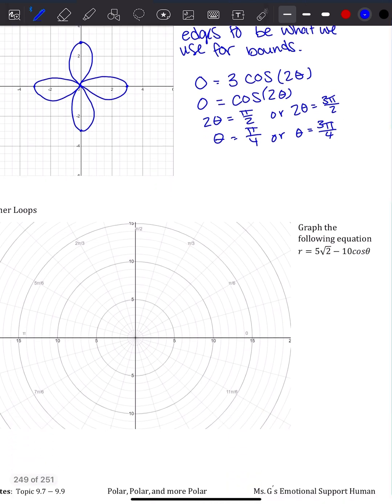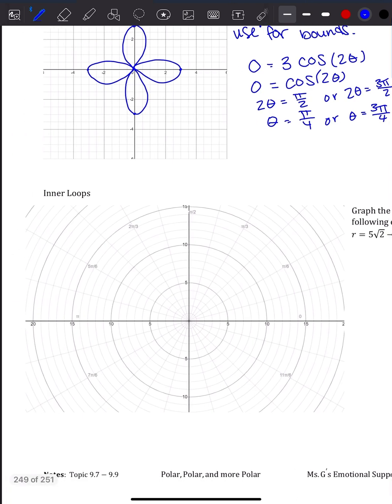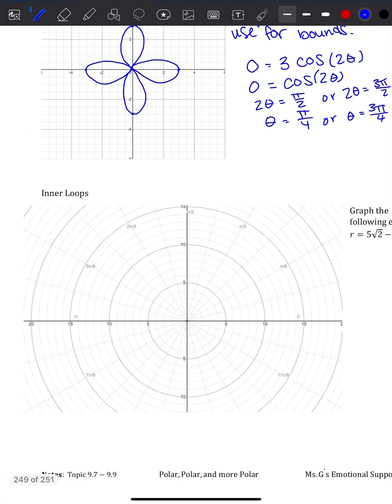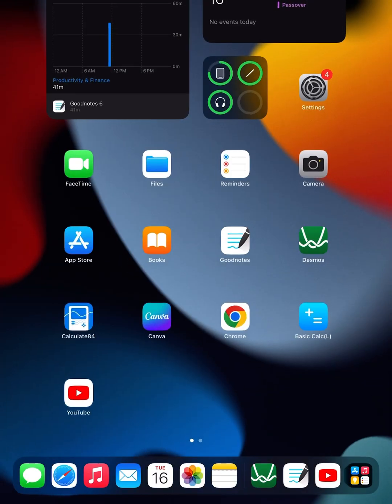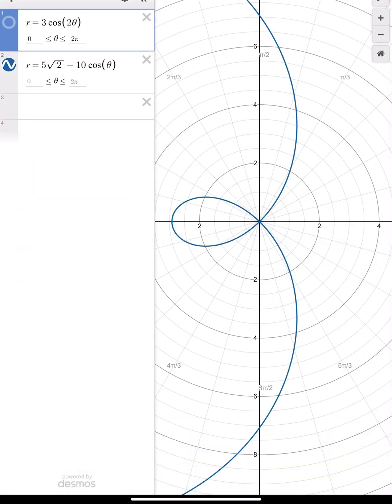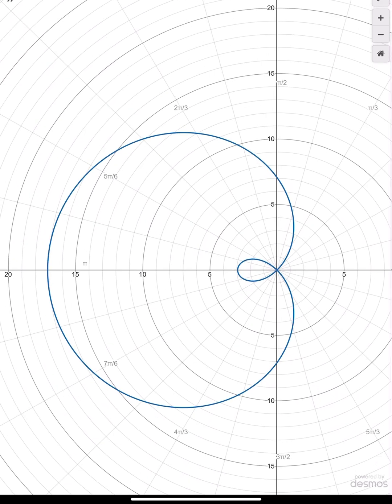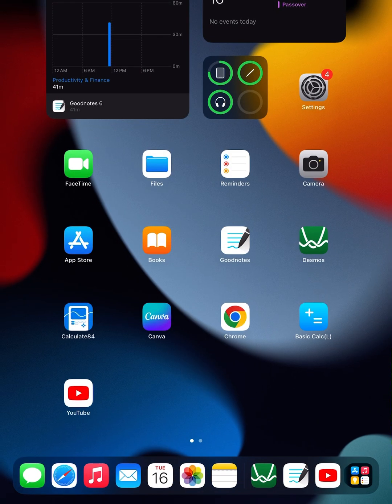Sometimes when we have a graph, it actually has an inner loop. So if we want to find the graph of 5 square root of 2 minus 10 cosine theta, this one's not a rose. It is going to look like this. So we have this big loop and then an inner loop. It kind of looks like a lily pad in a lot of ways.